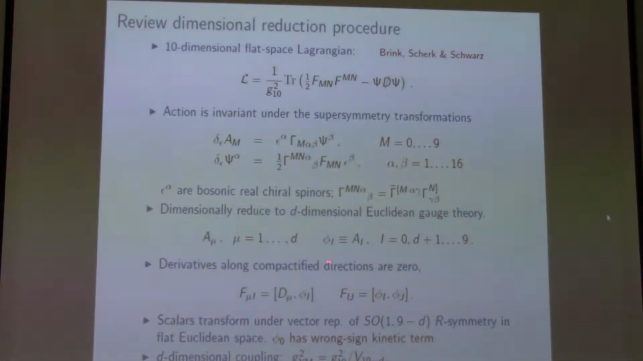All right, since I did this somewhat unusual dimensional reduction, the scalars actually transform under a vector representation of SO(1, 9-d). This is the R-symmetry in flat Euclidean space, and phi_0 has a wrong-sign kinetic term. Eventually we'll fix that wrong-sign kinetic term, but for now it has a wrong-sign kinetic term. And then the d-dimensional coupling just comes by taking the 10-dimensional coupling and dividing it by the volume of this reduced space.